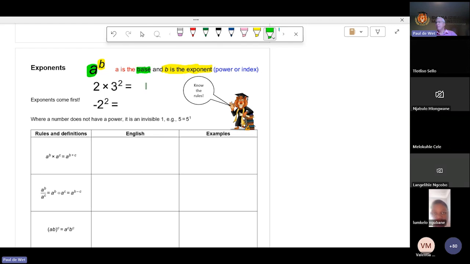Okay, the base. Now, who can tell me, when you see this, if you see 5 squared, who can tell me what does that mean? What does it mean if we say 5 squared?